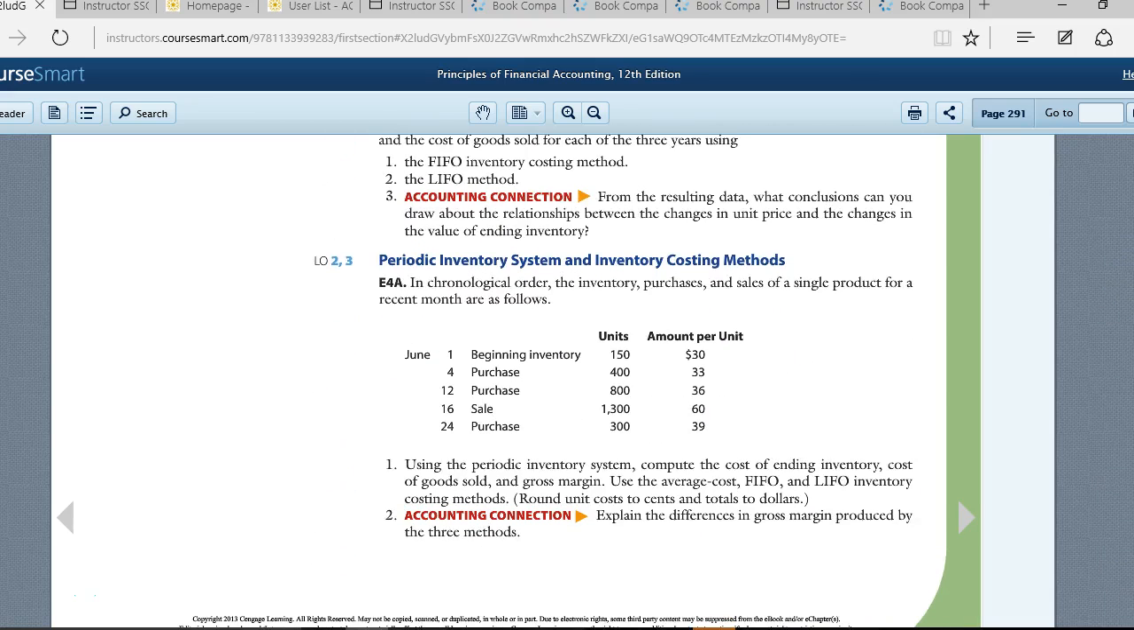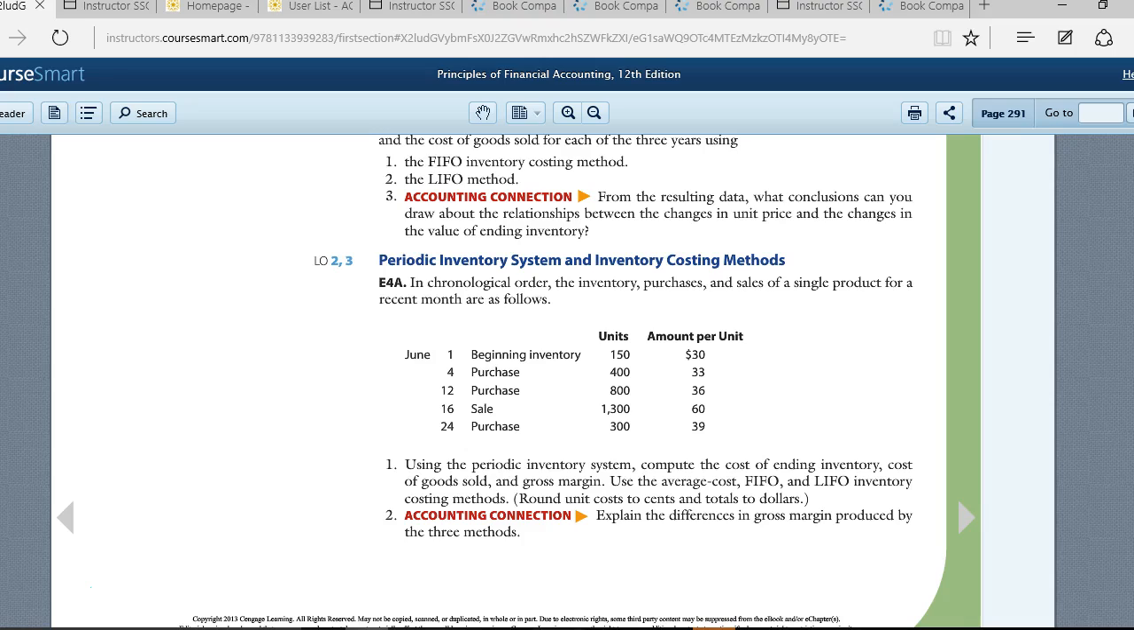In chronological order, the inventory, purchases, and sales of a single product for a recent month are shown. We're going to use the periodic inventory system, and we're going to compute the cost of ending inventory, the cost of goods sold, and the gross margin. We're going to use all the methods: the average method, the FIFO method, and the LIFO method.